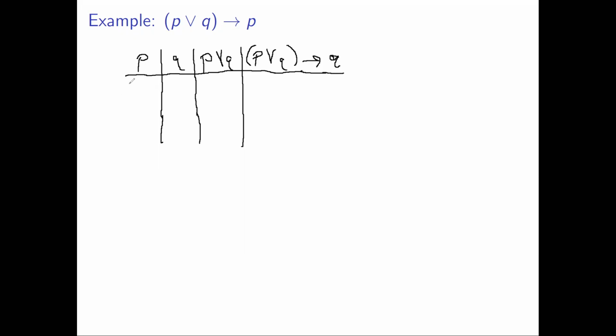So we have 4 rows of truth values here because 2 squared is 4. We have true, true, true, false, false, true, and false, false.